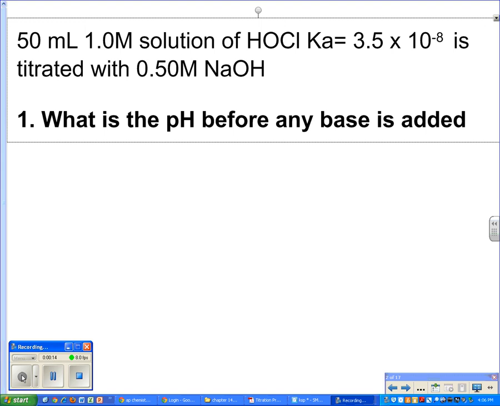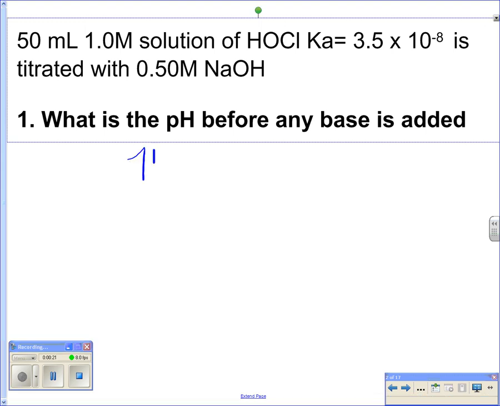So first thing I want to do is write the equilibrium expression. And so I need a dissociation reaction. So I have HOCl, and it dissociates as a weak acid into H plus and OCl minus. And so it wants a pH before we start, so I need an H plus. And so to be able to work that out, this is just a very simple acid problem.